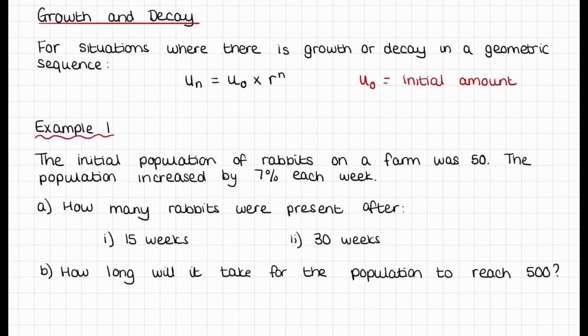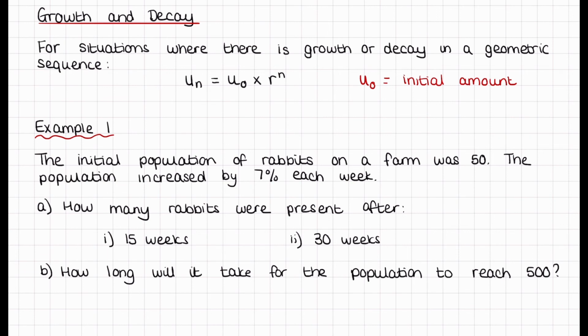And the last bit of applications is growth and decay. So where there is a growth or decay, it's generally a geometric sequence, and this is the formula. So it's Un equals U0, which is the initial amount, multiplied by r to the power of n. And here's an example, just one.